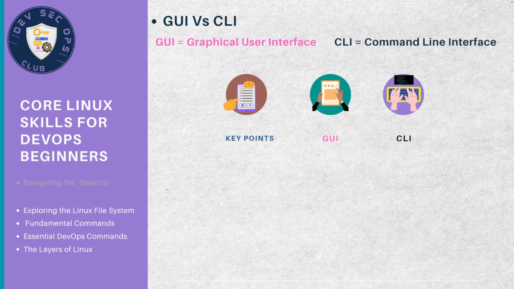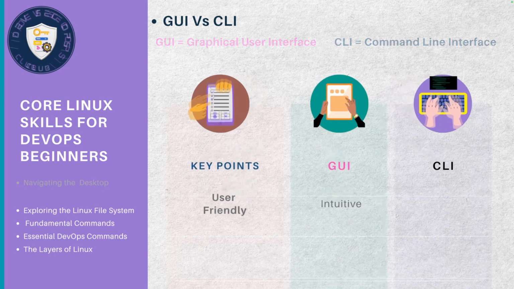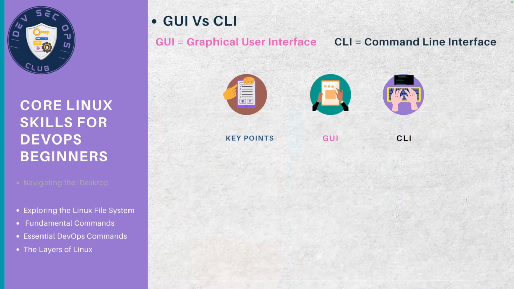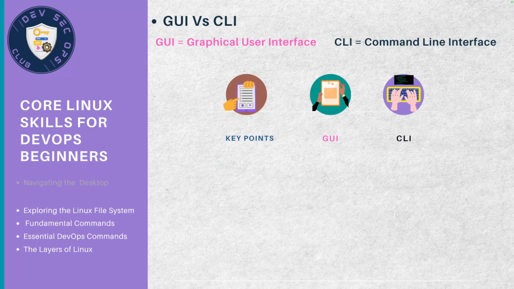In the next section we have GUI versus CLI. GUI stands for what we just saw, the desktop environment, the graphical user interface. And CLI is the command line interface. There are two different things in both. With GUI, we are navigating through the interface, as I just showed you. Similarly, in CLI, we are talking with our computer in the form of text. This is the basic difference.